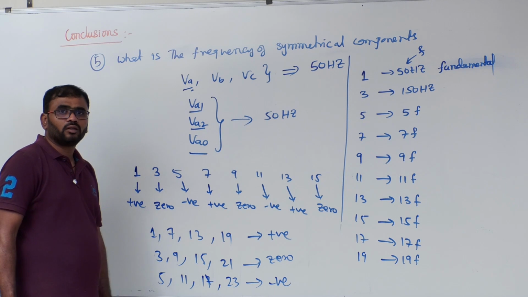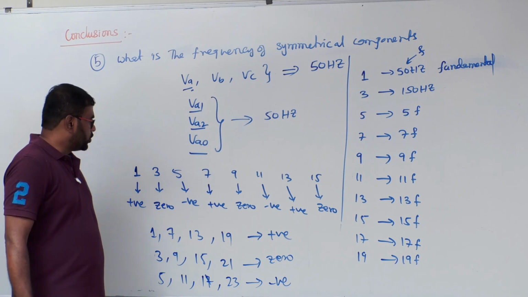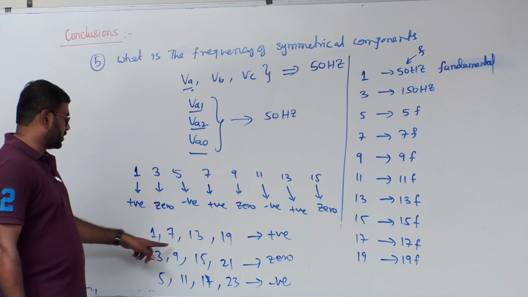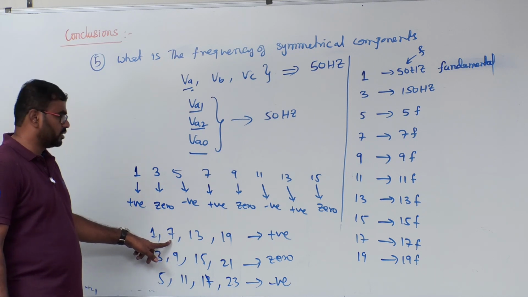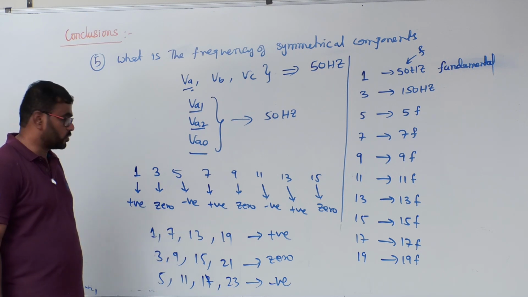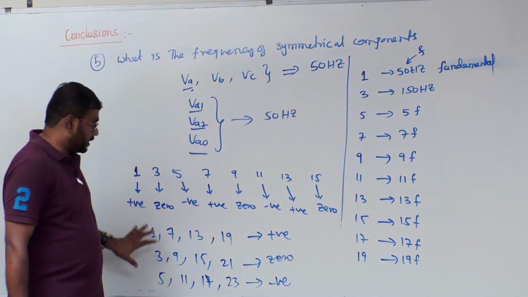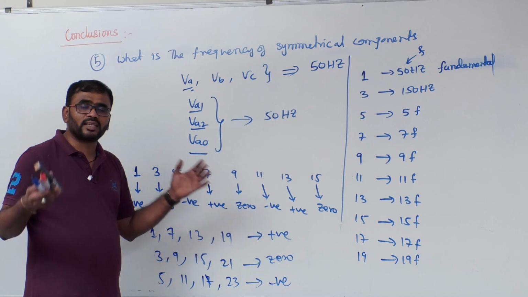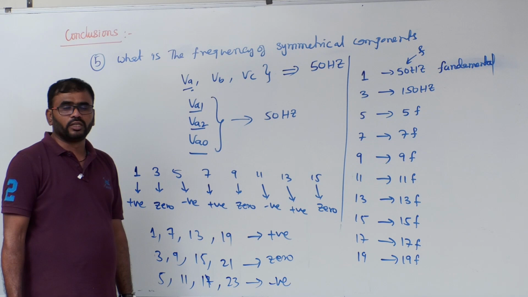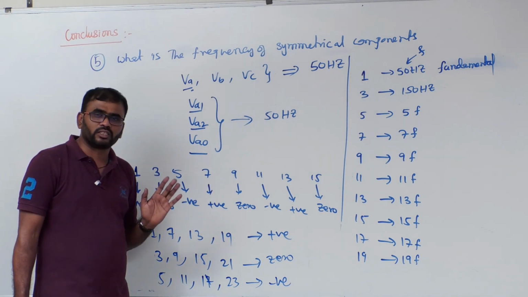They are just similar, but the phasors are not exactly equal. Why? The frequency of the fundamental and the positive sequence is the same, 50, but the frequency of the 7th harmonic is 350 Hz, whereas the frequency of positive sequence is 50 Hz only. Clear? The nature is the same, but they are not exactly equal. So that's the last conclusion of our symmetrical components. With this I am concluding this lecture. Thank you.